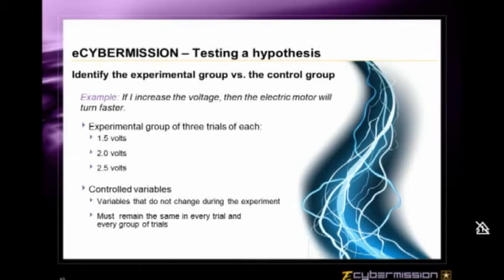So whether or not your experiment has a control group, remember that every experiment has a number of controlled variables. Controlled variables are those variables that we don't want to change while we conduct our experiment, and they must be the same in every trial and every group of trials.